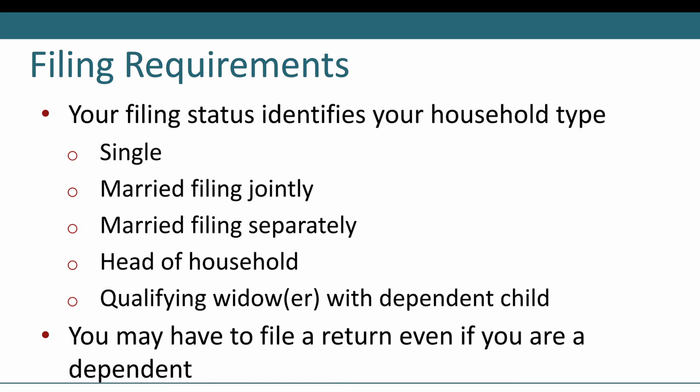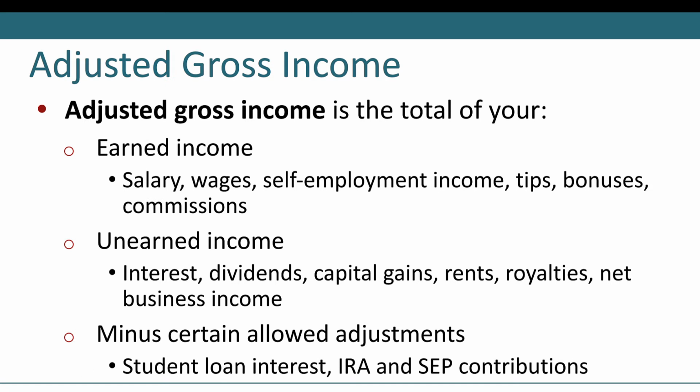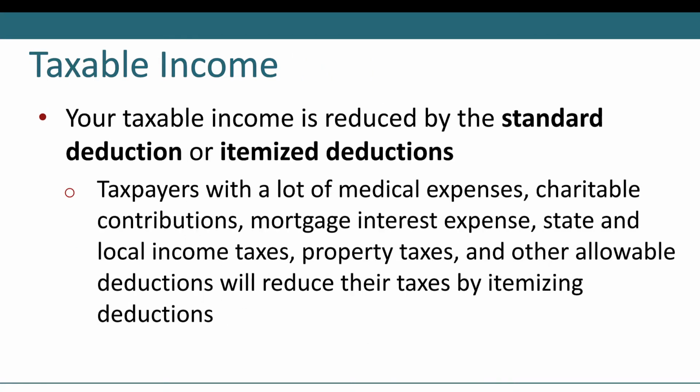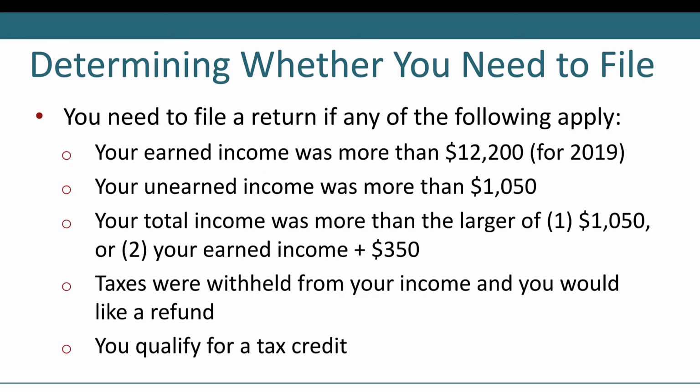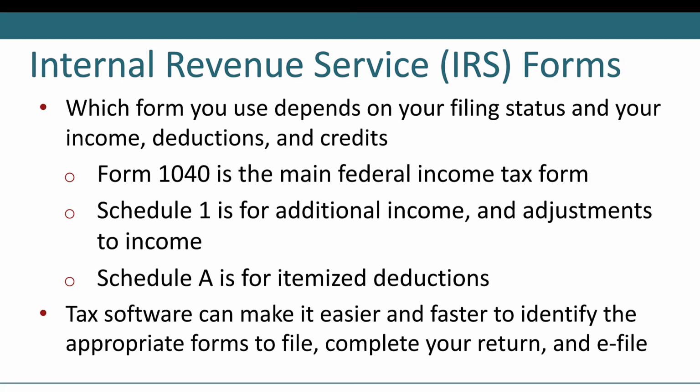I have an activity on your interactive notes that will help you to determine in which category you fall into. Adjusted gross income is going to be the total of your earned income, unearned income, minus certain allowed adjustments. And circling back to the taxable income, that's going to be reduced by that standard deduction or itemized deduction. And again, those interactive notes are going to help you really see what all of this tax stuff means. And once again, when it comes to determining whether you need to file a tax return and the different forms, you will see those again in the interactive notes activity.